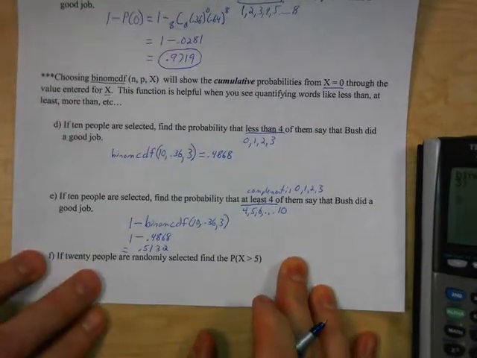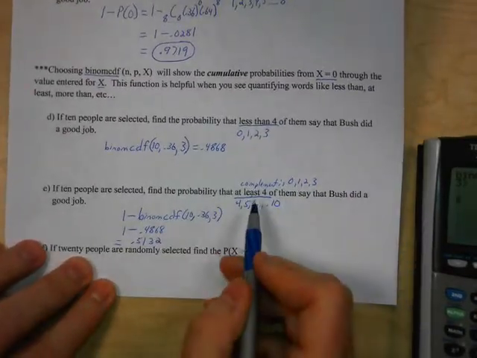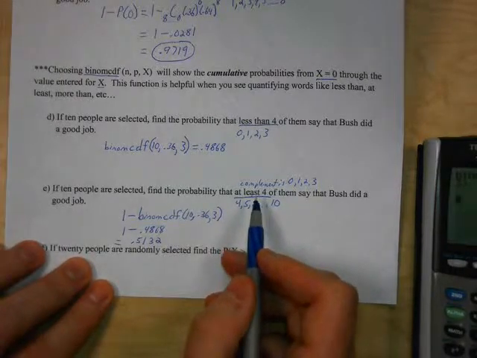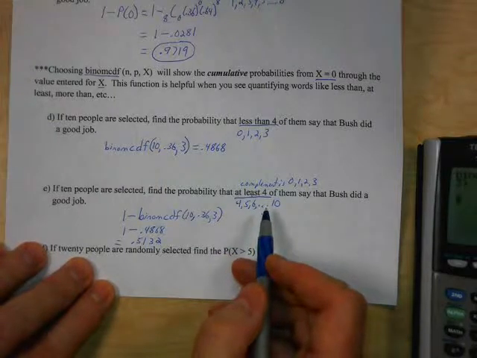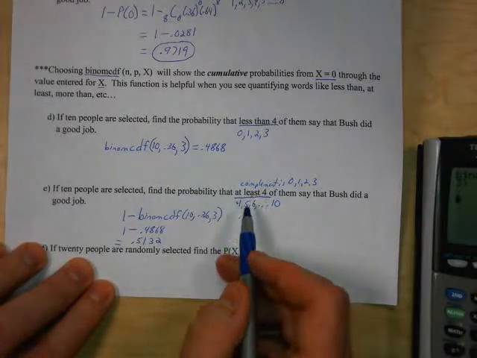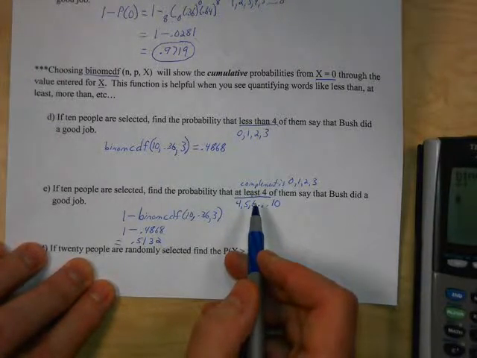Okay, so that one was a little bit trickier. People miss that at least all the time. You just got to kind of slow down. I think if you listed your possibilities out like I do here, and then think about, okay, at least 4, could be 4 or 5 or 6 and so on, then it's not as bad.